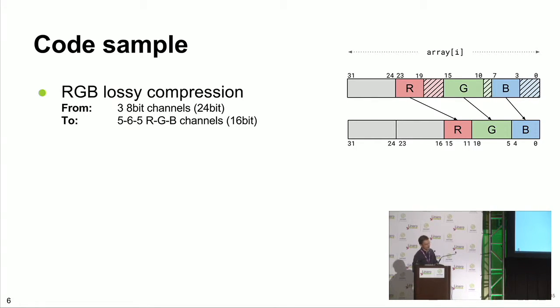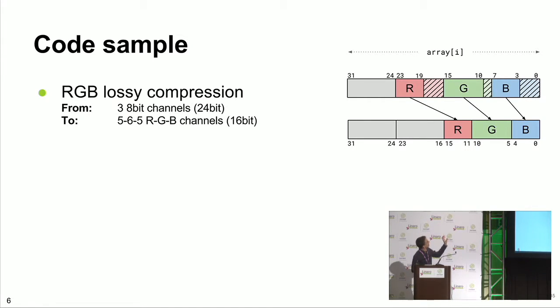Our original data is an array of 32-bit values, so integers, with 3 8-bit channels: red, green, and blue. And our target in this example is to reduce that to use only 16 bits. The idea in real-world use cases is that we want to maybe fit two 16-bit values, so two pixels, into one 32-bit value. So we just take the input.